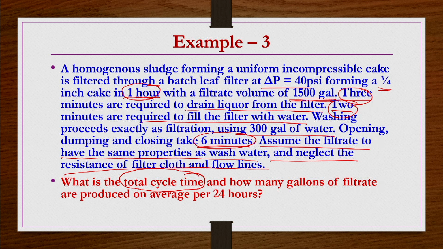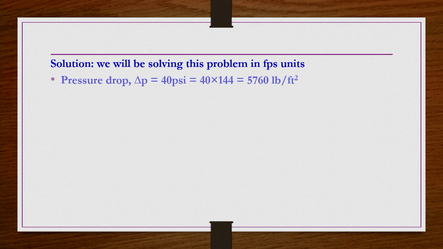So, whatever the constant pressure filtration equations are, T by V is equal to Kc by 2 V plus 1 by Q naught, those equations we can use here also. Because washing proceeds exactly the same as the filtration, and filtration is at a constant pressure of 40 psi. Further, in this equation most of the things are given in FPS units. So, we will be solving this problem in FPS units.